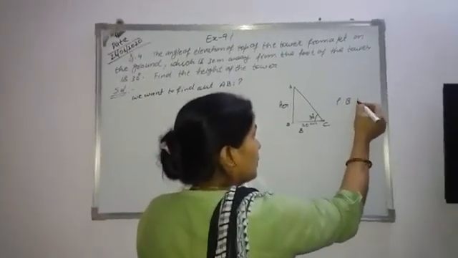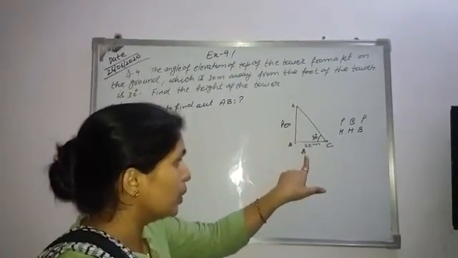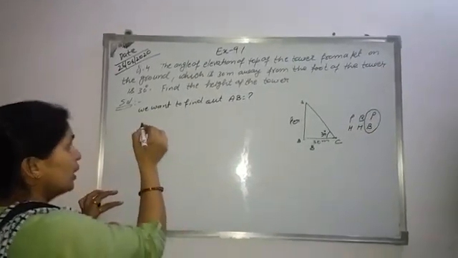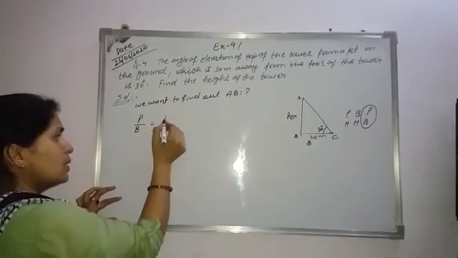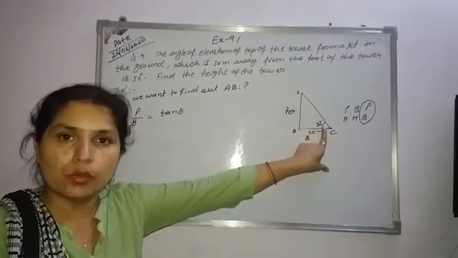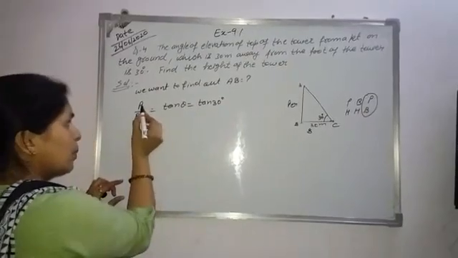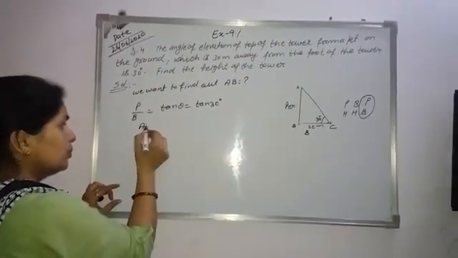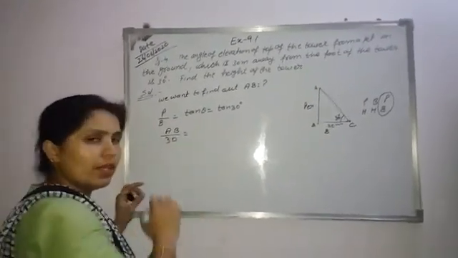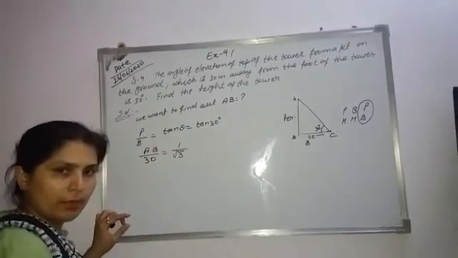Now PBP, HHB, the relation between perpendicular and base. We know that perpendicular divided by base is equal to tangent theta. What is the value of theta? Theta is equal to 30 degrees. So this is equal to tangent 30 degrees. Perpendicular is AB divided by base, which is 30. And what is the value of tangent 30 from the table? The value is 1 divided by root 3.